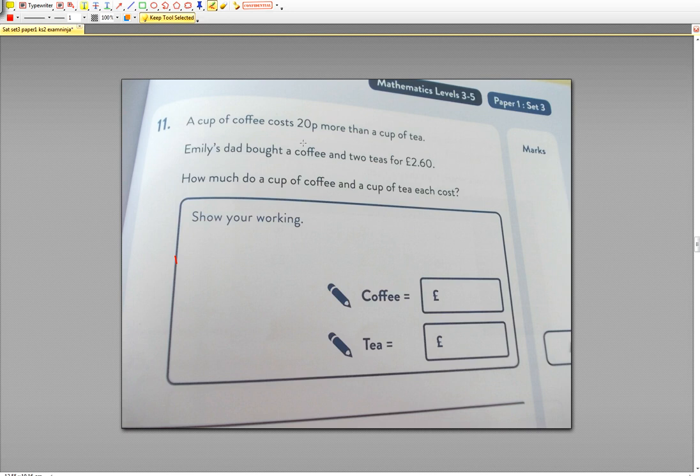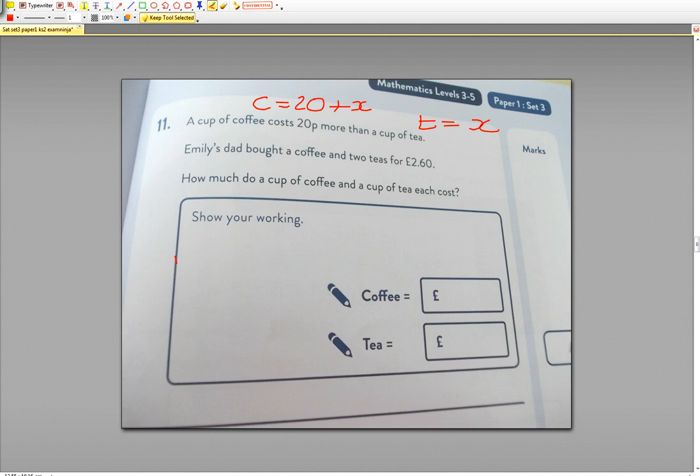A cup of coffee costs 20p more than a cup of tea. Emily's dad bought a coffee and 2 teas for £2.60. How much do a cup of coffee and a cup of tea each cost? A cup of coffee costs 20p more than a cup of tea. So what should we call a cup of tea? So the tea, we can say it costs X pence. So the cup of coffee is going to be 20p more, so it'll be 20 plus X. So we just write it algebraically.